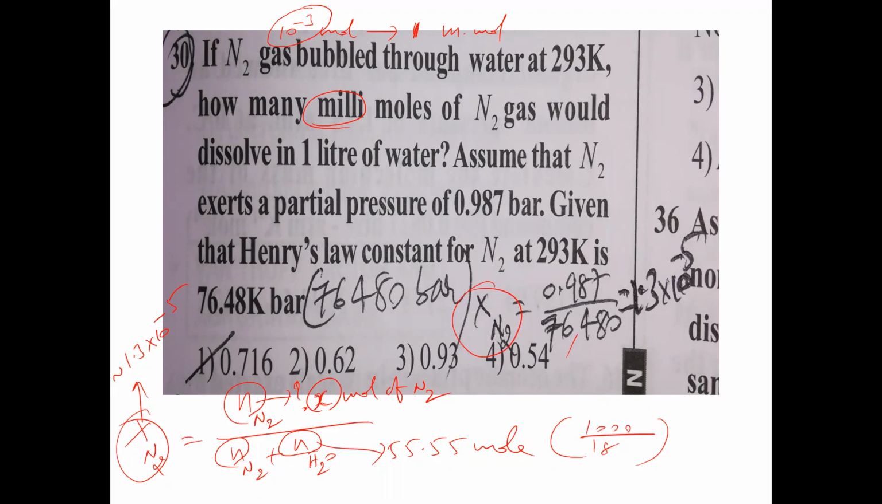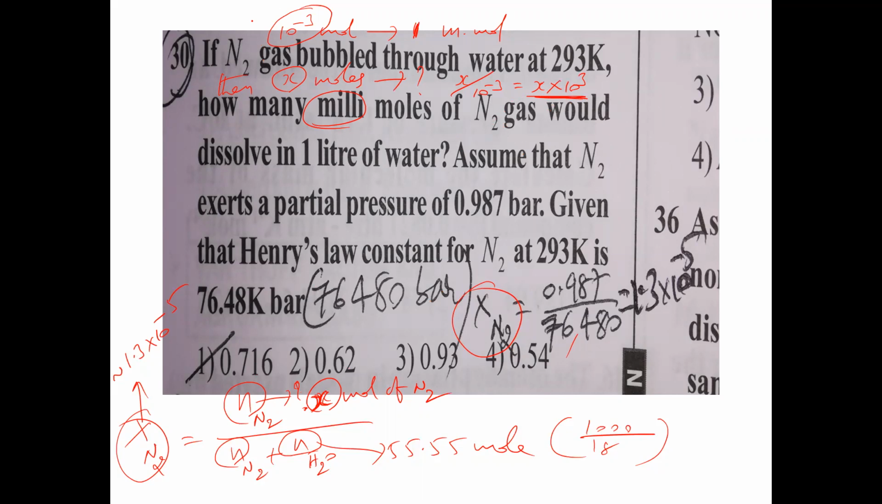After getting X moles of nitrogen here, if 10 power minus 3 moles equals 1 millimole, then X moles equals how much? Now X divided by 10 power minus 3 means X into 10 power 3. X into 10 power 3 will be the answer. Here we get some X value, the number of moles of nitrogen, and that number of moles into 10 power 3 will be the answer.